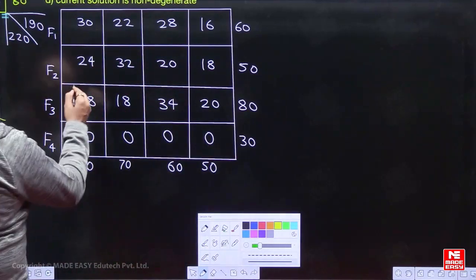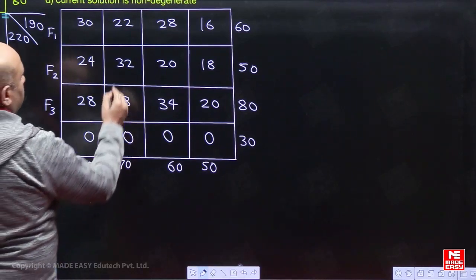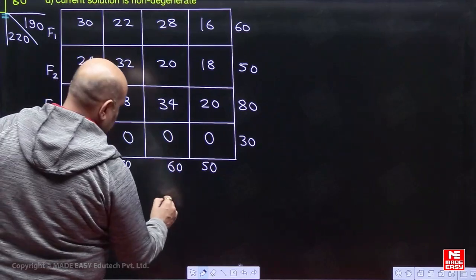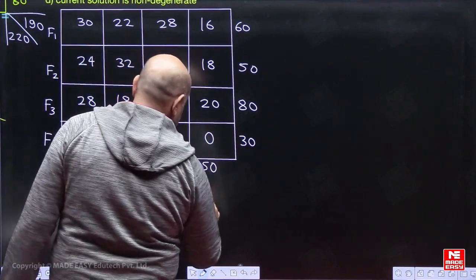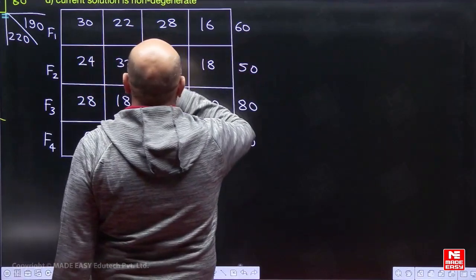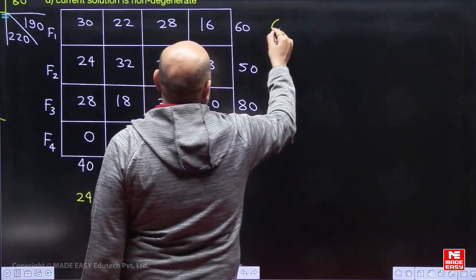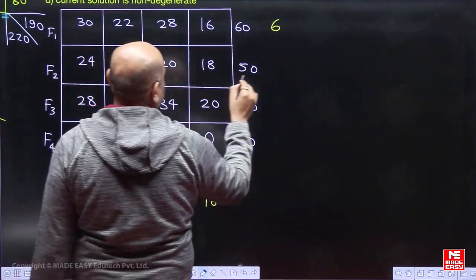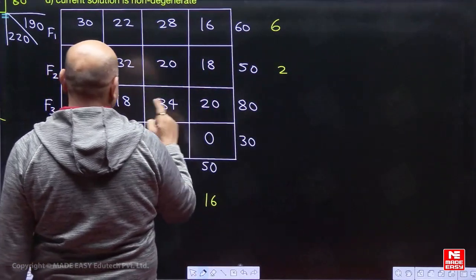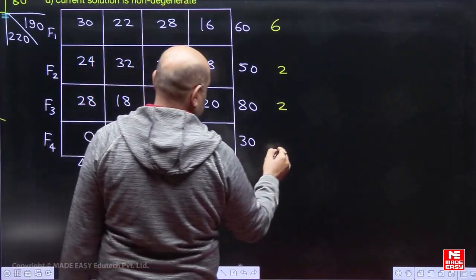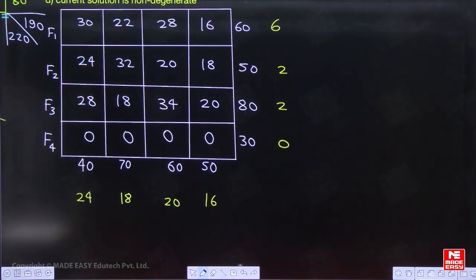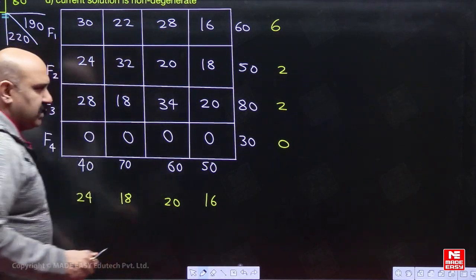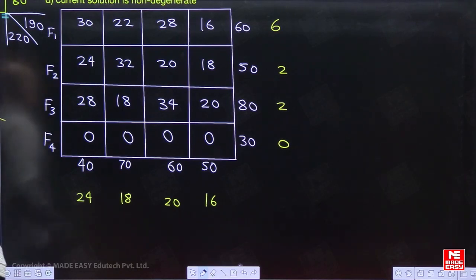So see, 0 and 24, 0 and 18, 18, 0 and 20, 20, 0 and 16, 16. In the first row we see 16 and 22, 6, then 18 and 22, smallest and second smallest, 18 and 22, and 0. So what we did is take the difference between the smallest and second smallest in each row and each column, and write it in the same row and column.